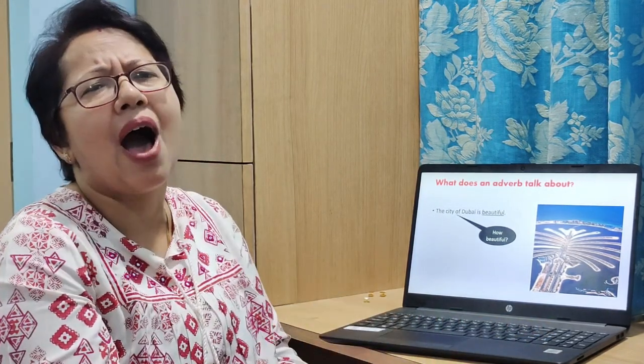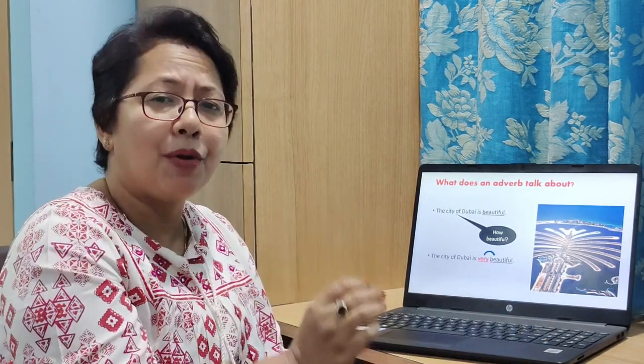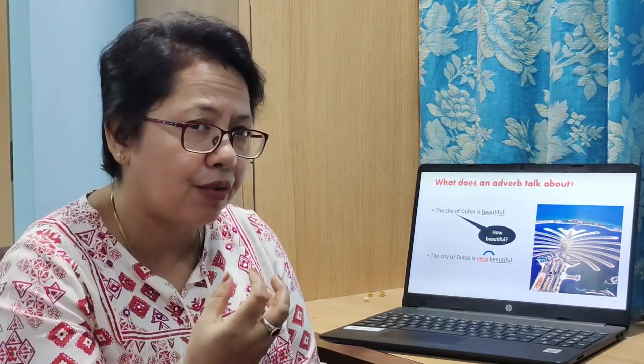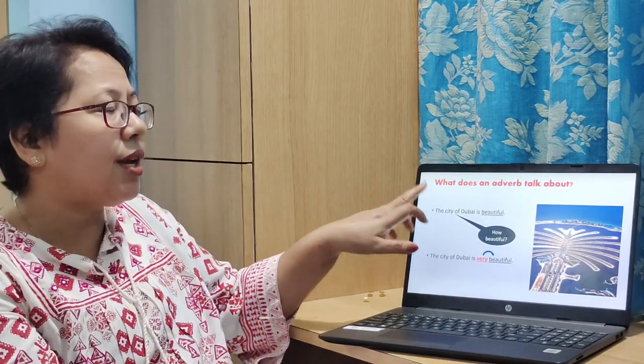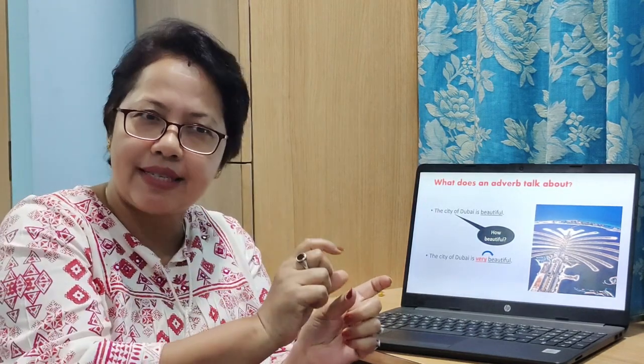Now look at this beautiful picture of Dubai. Dubai is a beautiful city. So the city of Dubai is beautiful. And if I ask, how beautiful? The answer will be, it's very beautiful. So the word very is talking about the word beautiful. And the word beautiful is describing the city. And city is a noun because I can make cities. Therefore, the word beautiful is talking about city. City is a noun. Any word that tells us more about a noun is an adjective.